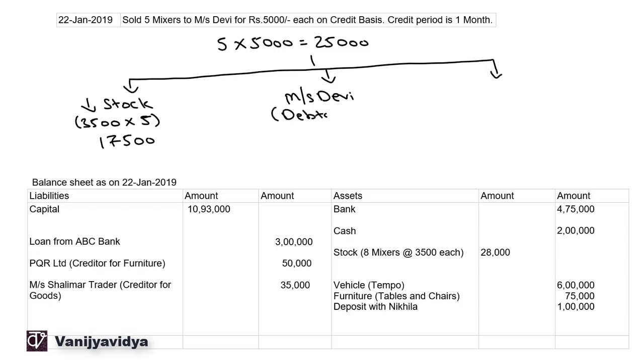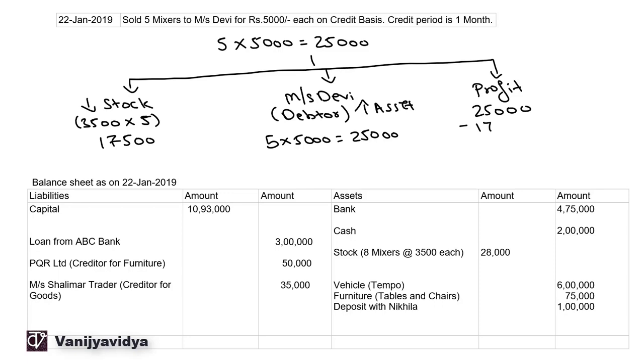So Mrs. Devi is our debtor. So there is an increase in asset. By how much? By 5 mixers into 5,000. That is 25,000. Now there is a profit. How much is the profit? The sale price of the mixers is 25,000 and the cost of the mixers is 17,500. So there is a profit of 7,500. So this profit will increase our capital balance. So there will be an increase in the liability.